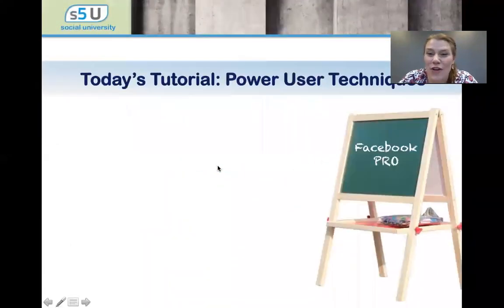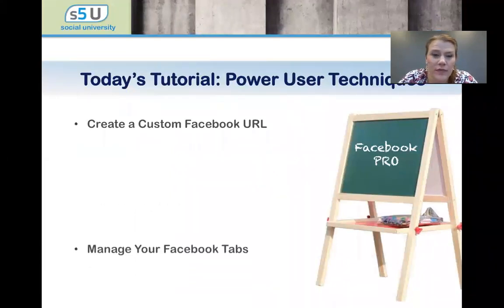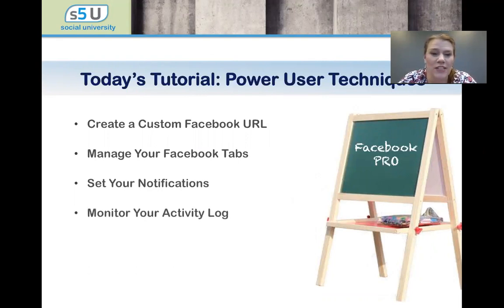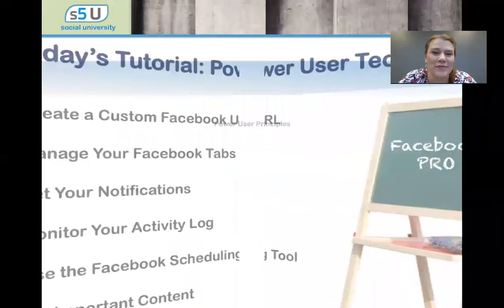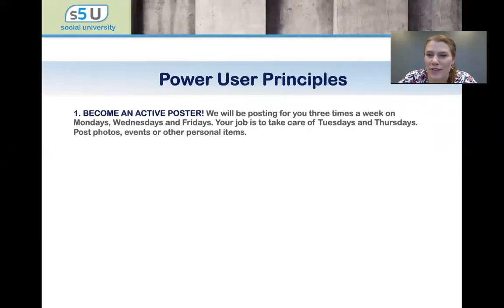So let's just do a quick overview of what we're going to talk about today. We're going to be talking about how to create a custom Facebook URL, how to manage those tabs on your Facebook page, how to set your notifications so that you know when people are talking about your Facebook page, monitoring your activity log, and using the Facebook scheduling tool. Oh, and the other thing we're going to talk about is how to pin important content to the top of your Facebook page.